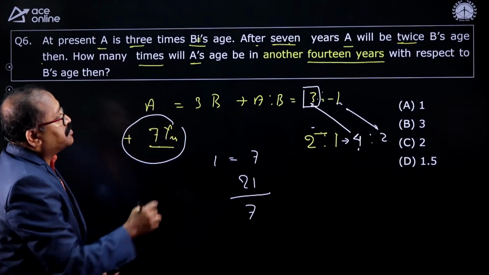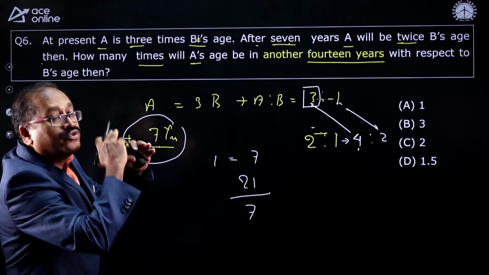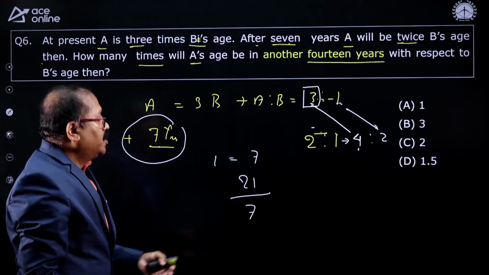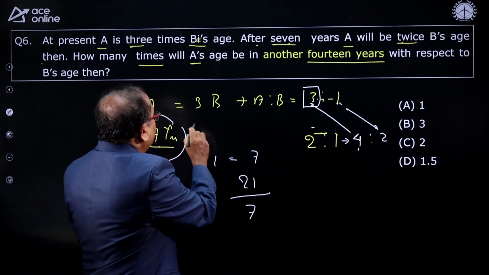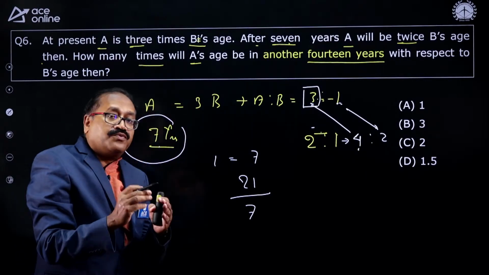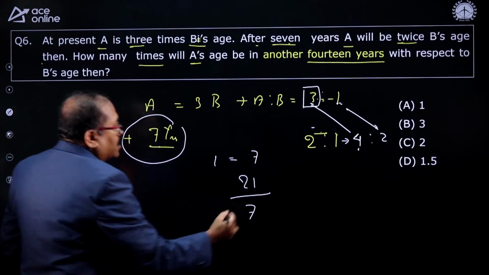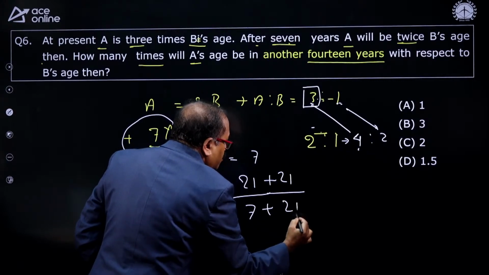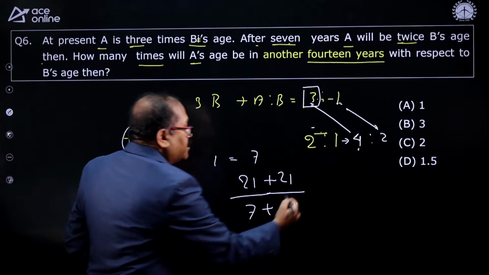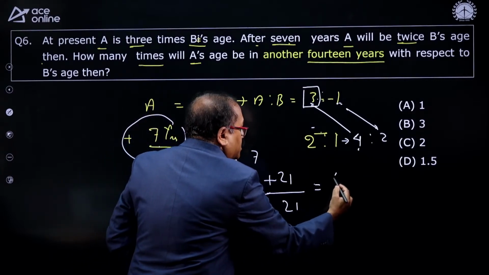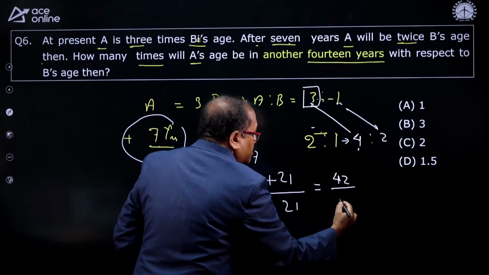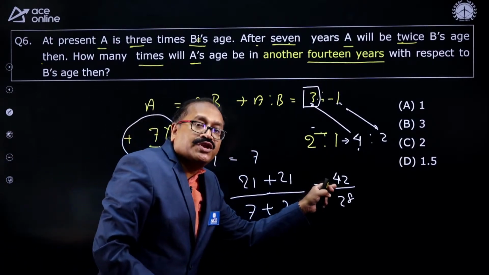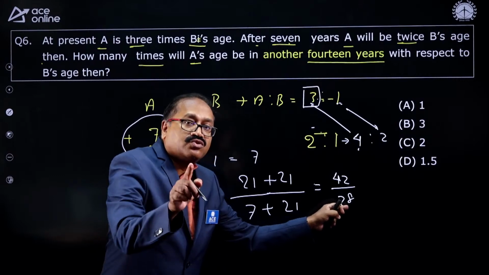And I need to find out the ratio after 14 years more than now. 14 years more. So that is already 7 years plus another 14 years means 21 years. So add 21 over here and add 21 over here. Any doubt, please ask me. I am at your disposal. Then this is 42 by 28.